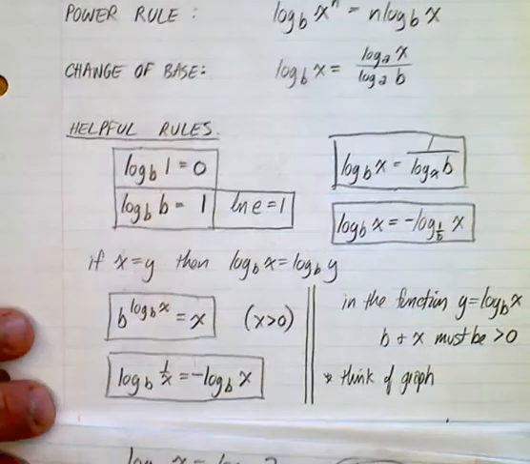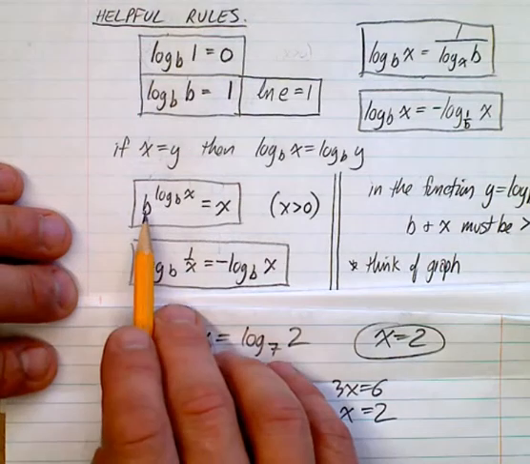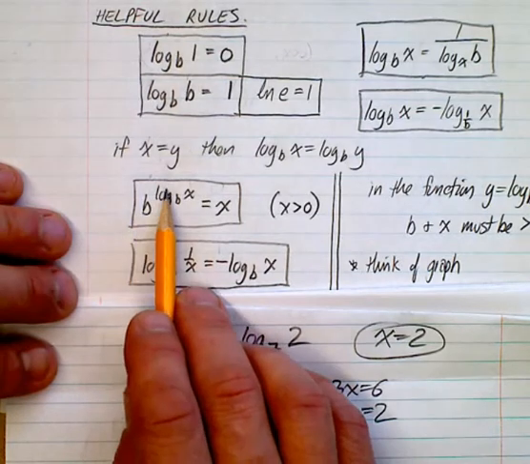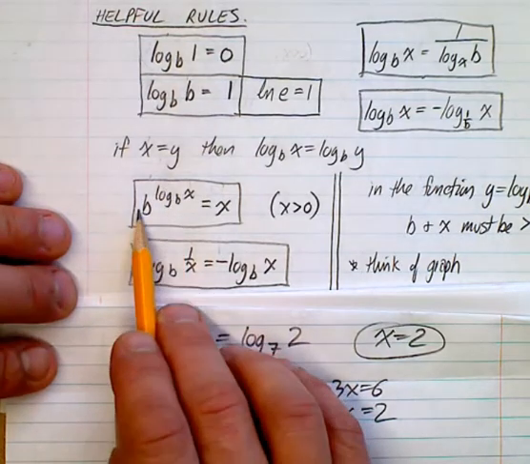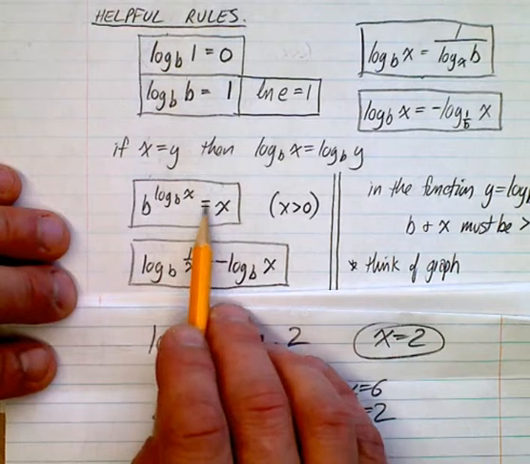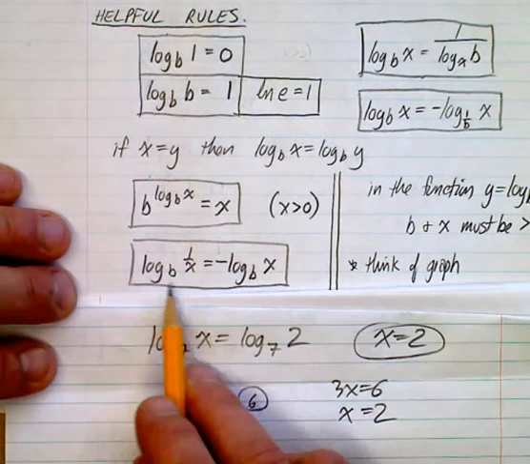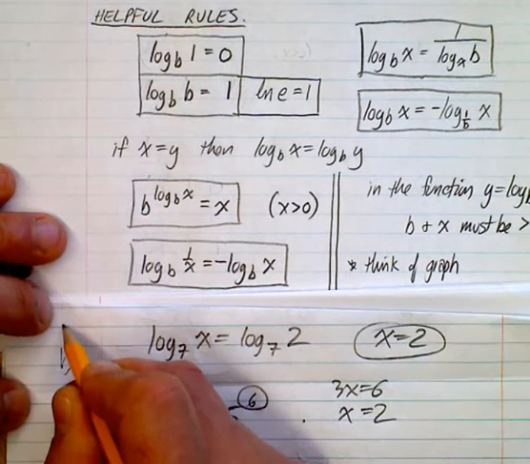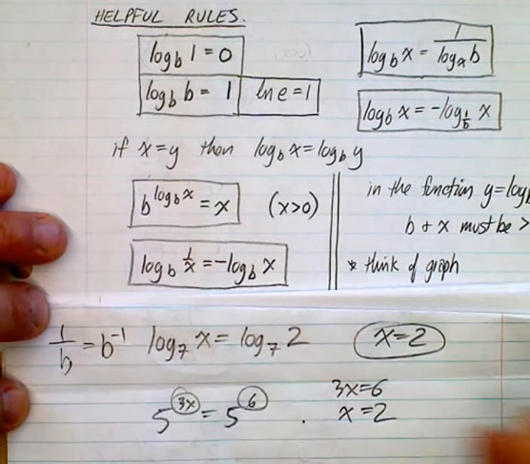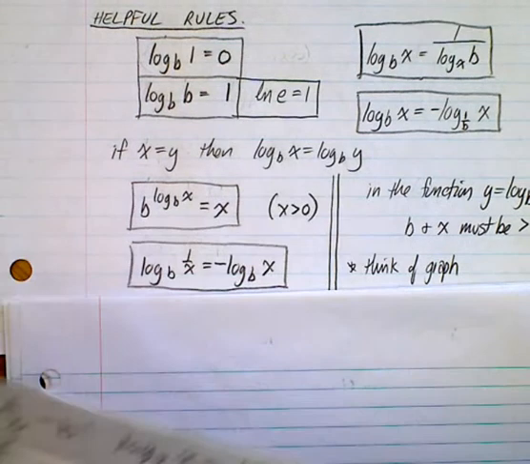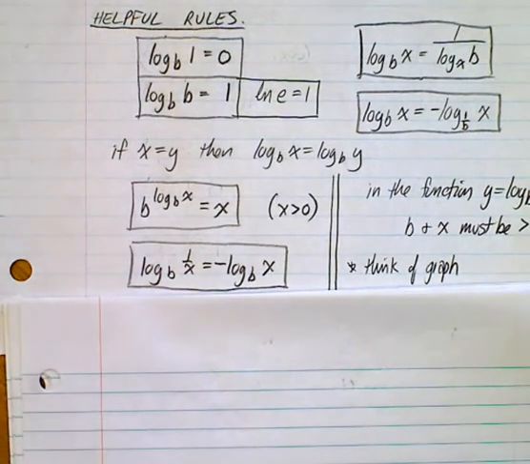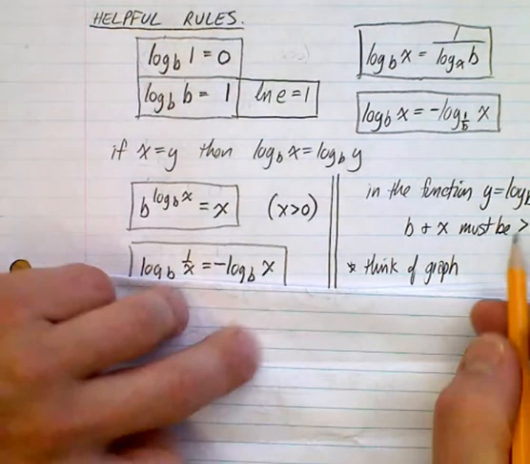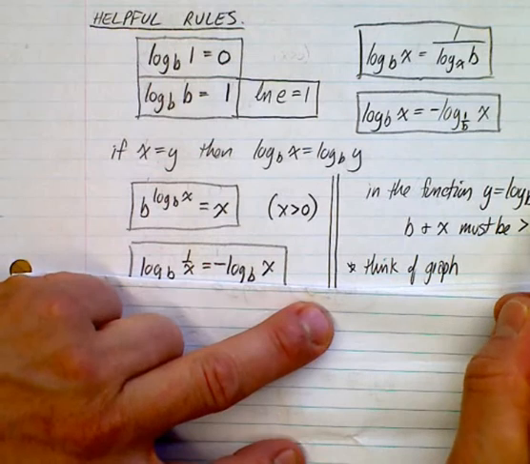Here's a couple more. This is just a weird one. If your base is to the power of a log, and the base of the log is the same as the base here, then it's just that number you're looking for. This again deals with the concept that 1 over b is equal to b to the negative 1. And this one over here states simply that these need to be positive.